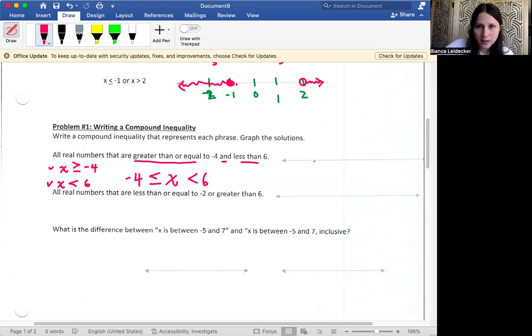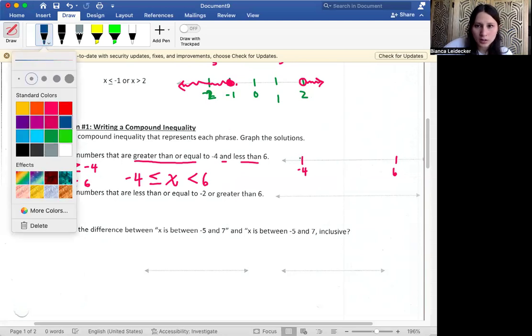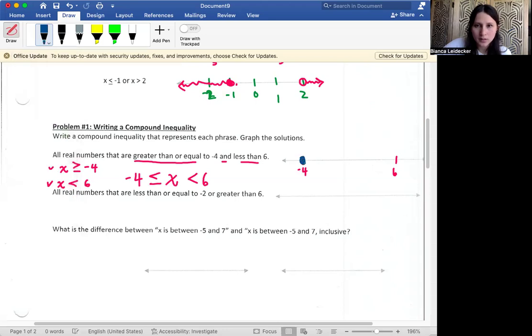Then let's graph. -4 is here. 6 is here. X, we're going to include -4 in our bubble because it's less than or equal to. And then it's shading greater than because it has to be x is greater than or equal to -4, and then less than 6, but it's not bubbled in because it does not include 6. And basically everything in between counts as a possibility for x.